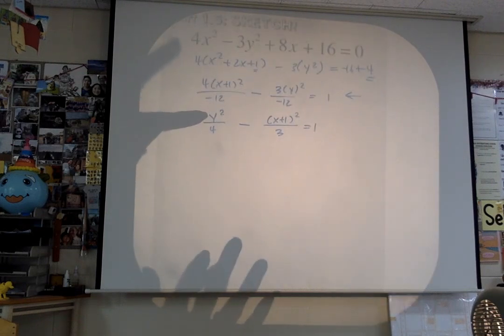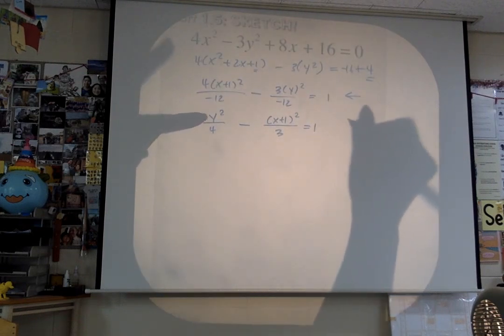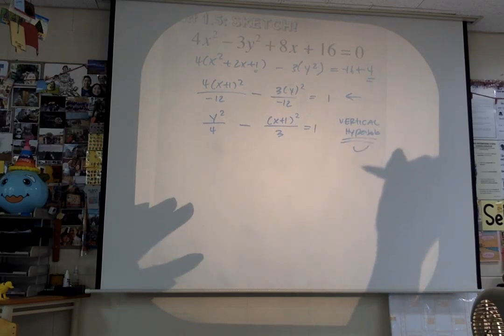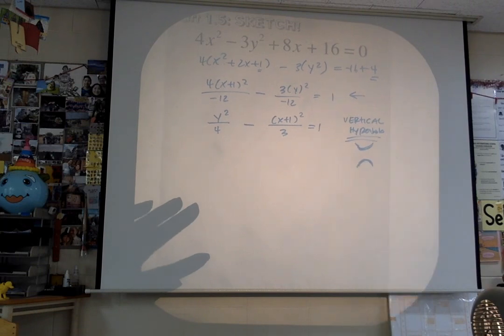Y squared is positive. Y squared is positive. That means it's going to be a vertical hyperbola. Okay, so have an idea, write this down, right? So you know it's gonna go like this, okay? I know it's not this ugly. You're gonna make it beautiful.